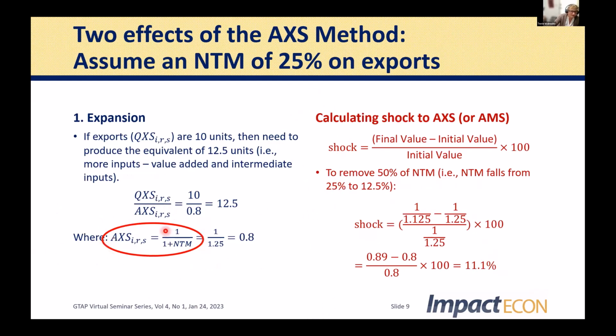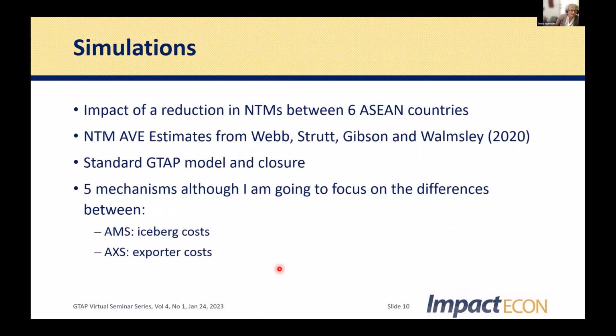So you need to think about the shock in terms of AXS, not in terms of the NTM. If we were to reduce the 25% NTM to 12.5, we need to convert that into a shock to AXS, which happens to be changing AXS from 0.8 to 0.89, or an 11.1% shock in AXS. And similarly, AMS. Okay, so there are our 5 different methods.